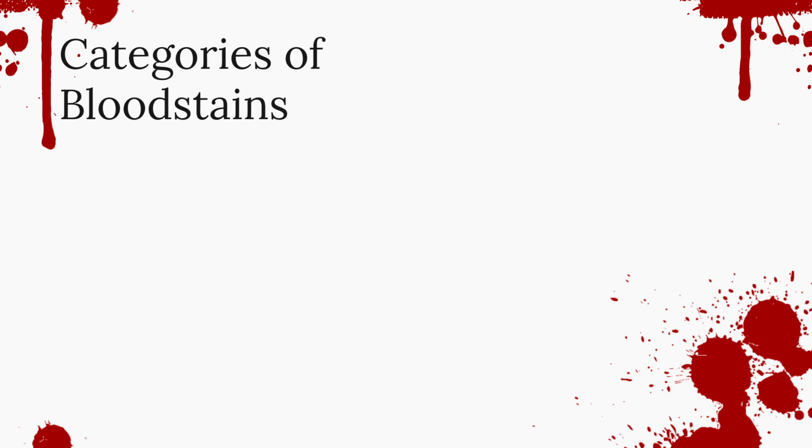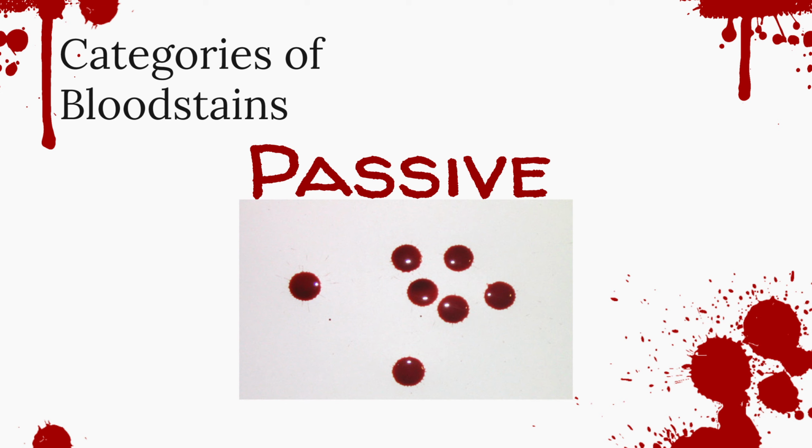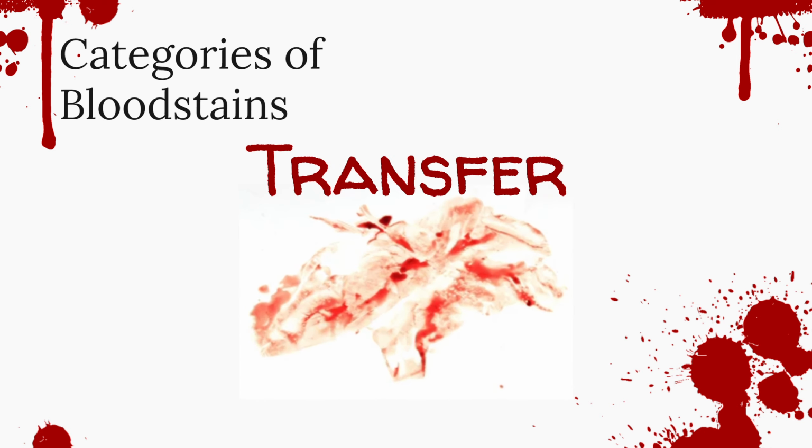Categories of bloodstain. First, passive bloodstain. Passive bloodstains are usually produced from free-falling drops with no outside force besides gravity. Transfer bloodstains are created when a bloody surface comes into contact with another surface. It can usually be recognizable because it stands out, whether it be a handprint, clothes, shoe prints, etc.